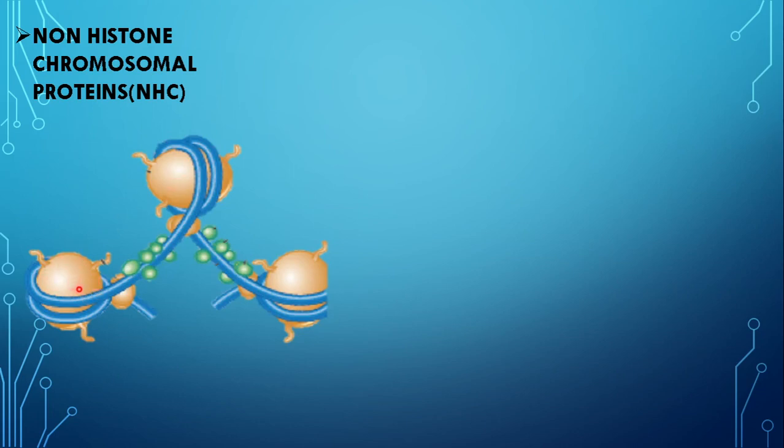Here you can see the nucleosomes, which are formed of histones with the DNA coiled around them. Then the second nucleosome, the third nucleosome. In between, these green ball-like structures are the non-histone chromosomal proteins, which help in additional attachment of one nucleosome with the second, the second with the third, and the third with the fourth, so that they get further and further compressed.